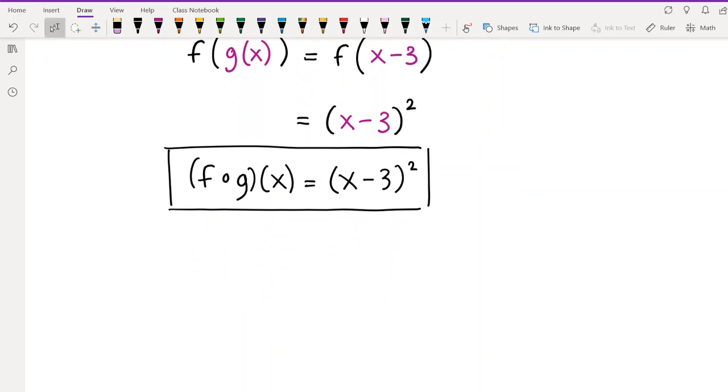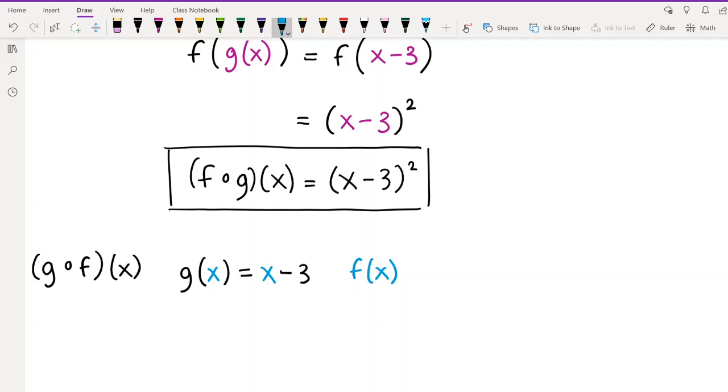So now we're going to do g composed with f. Again, I'm going to color code this so that it can help us make the connection I want to make here. The function g of x was equal to x minus 3, right? I'm color coding this to remind you that whatever ends up in those parentheses is what you're supposed to replace x with. And the function f of x, as we saw, was equal to x squared.